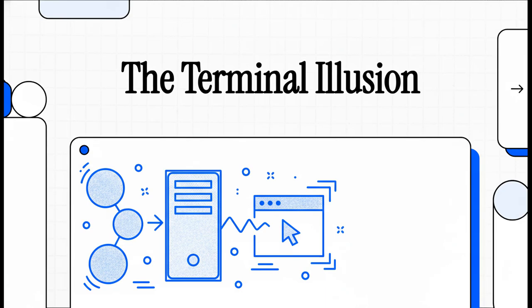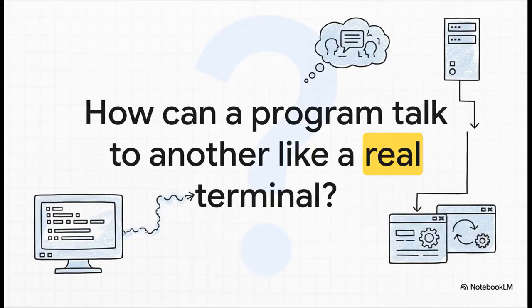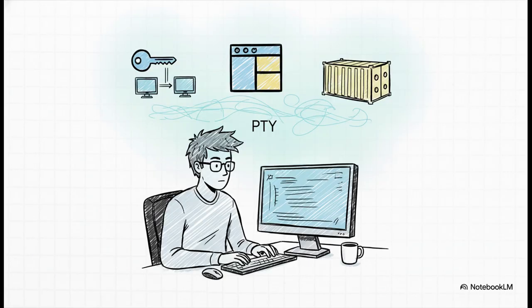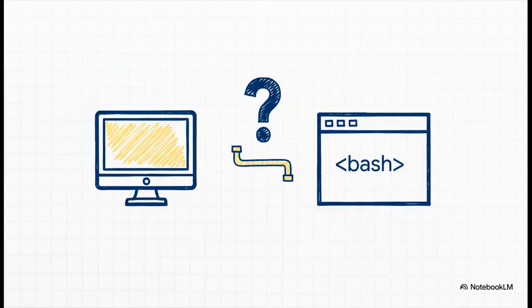Let's demystify a core Linux mechanism you probably use every single day, the pseudo-terminal. How does a program talk to another like it's a real terminal? That's the whole point of a PTY. You use PTYs constantly in tools like SSH, tmux, and container consoles. They're everywhere. But to really get why they're needed, let's see what happens when they're missing.